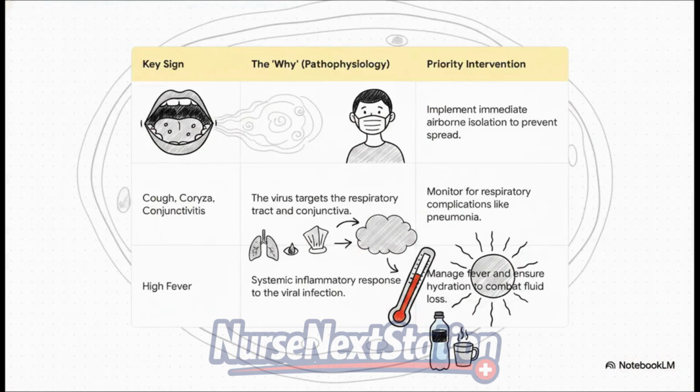This is where we really connect the dots. When you see those classic Koplik spots, the little white spots inside the mouth, you're literally seeing the virus replicating. That's not just a sign, it's a screaming signal to get that child into airborne isolation immediately. Then you've got the 3 C's: cough, coryza, and conjunctivitis. Why? Because the virus loves to attack those areas. So your job becomes watching them like a hawk for pneumonia and the high fever.